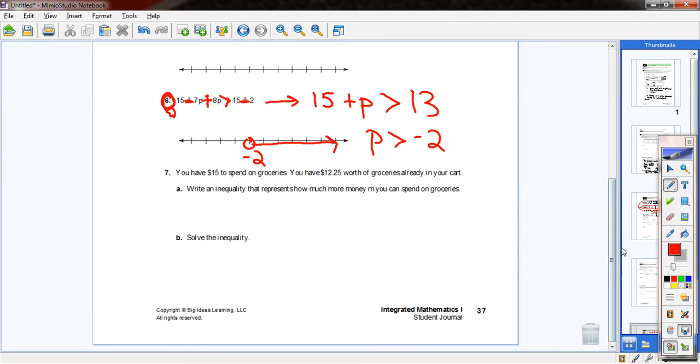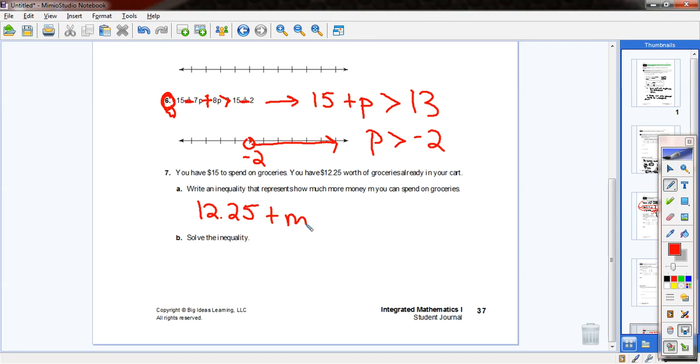All right. Last example right here, kids. It says you have how much money? $15 to spend on groceries. You have $12.25 worth of groceries already in your cart. Part A says write an inequality that represents how much more money M you can spend on groceries. How much have I spent already, kids? $12.25. Now we can spend some more money, but I can't spend so much that we go over what value?